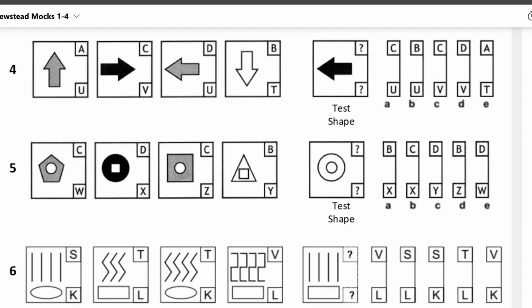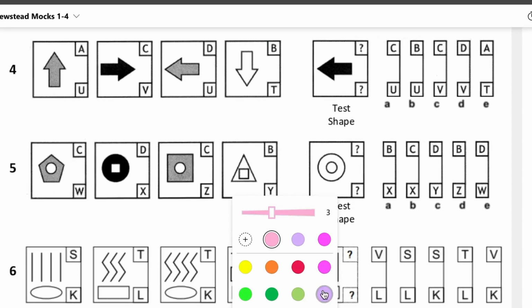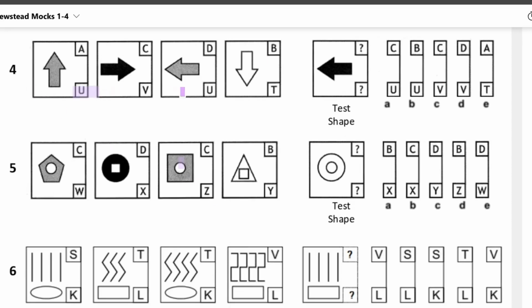Question 4, what do we have in common on the bottom? We have U and U, which corresponds to shading of the arrow, as U and U are grey. If we have black here, we need V on the bottom, which means we can cross out A, B, and E. What do we need at the top?